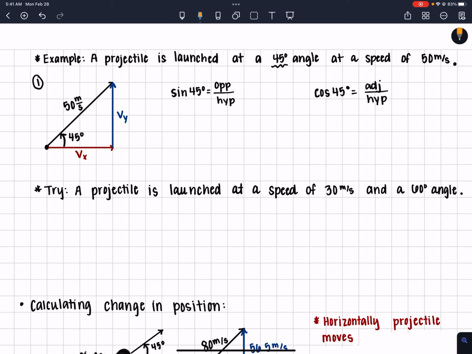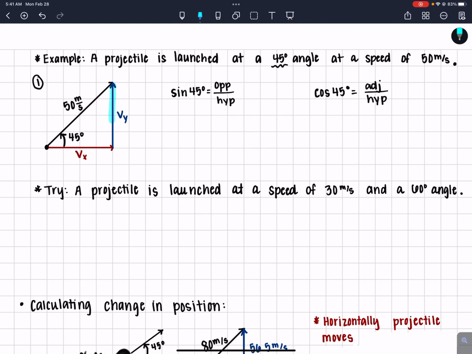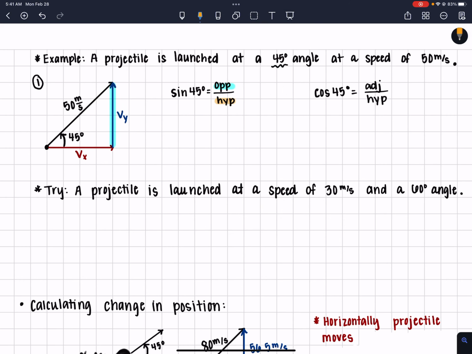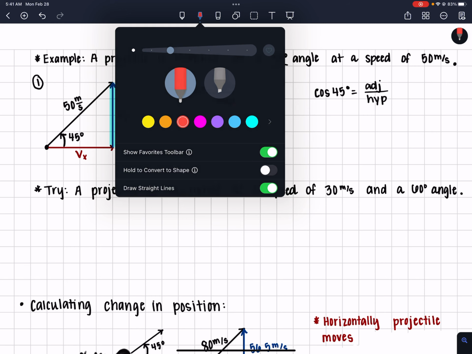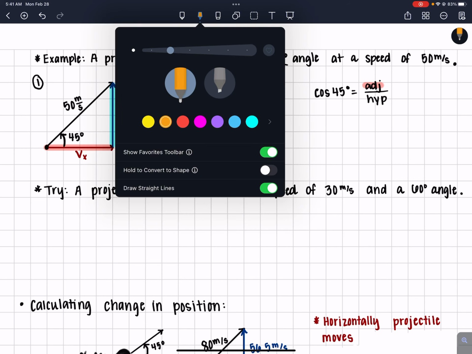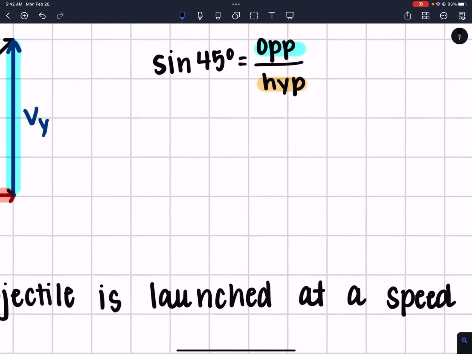So my sine function is going to be equal to the opposite side of my angle, which is this vertical side, divided by my hypotenuse. And my cosine function is equal to the adjacent side to this angle, which is the horizontal speed, also divided by my hypotenuse. So I just need to plug my values into both of these equations and solve.